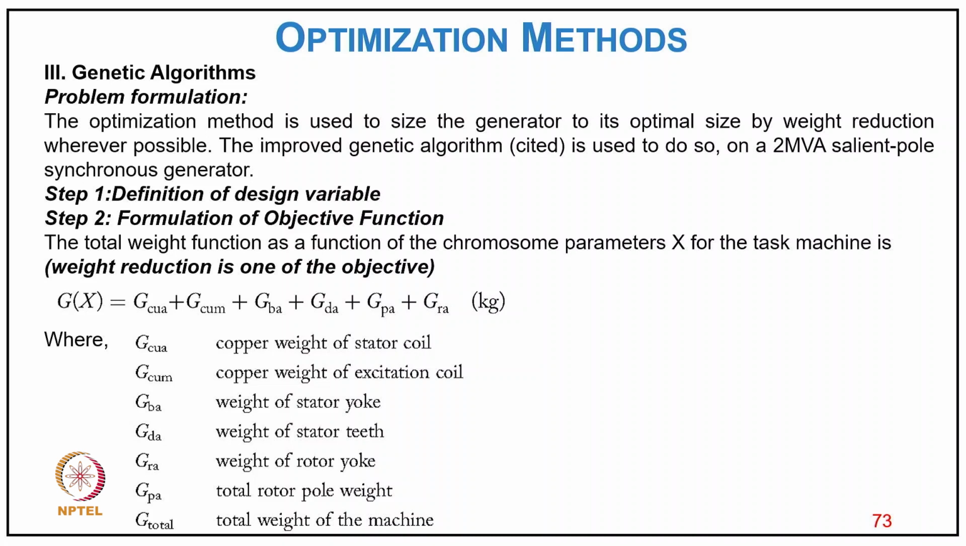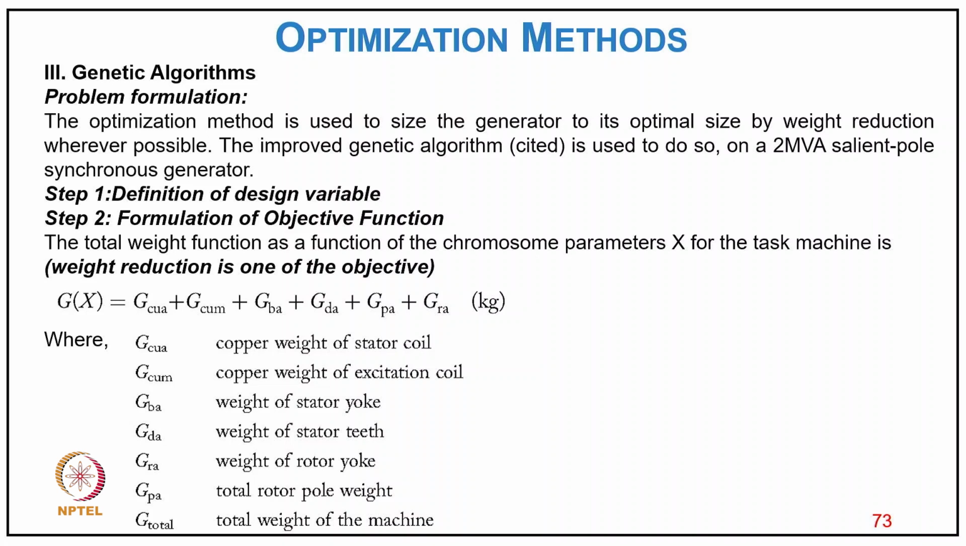Step 2 is the formulation of the objective function. The objective function is a function of the chromosome parameters of the machine. Every direction is one of the objectives. So Gx equals GCUA, GUCM, GBA, GDA, GPA, GRA in kg, where all are defined.